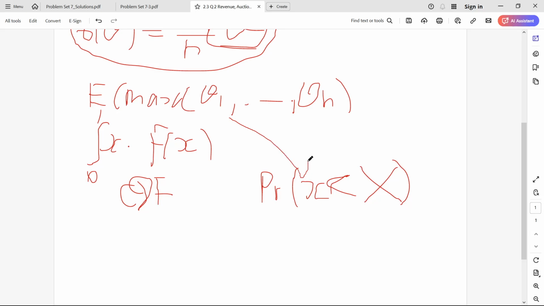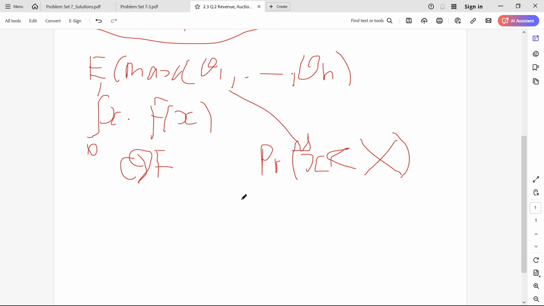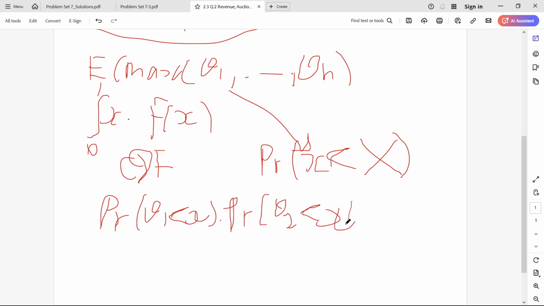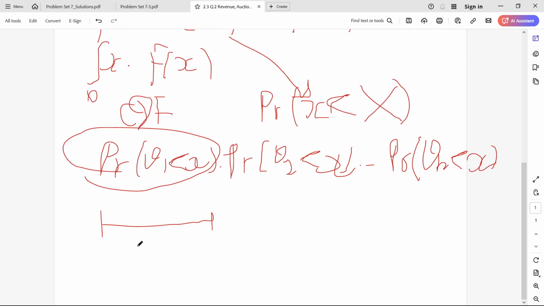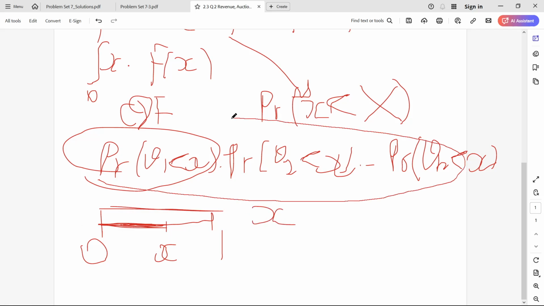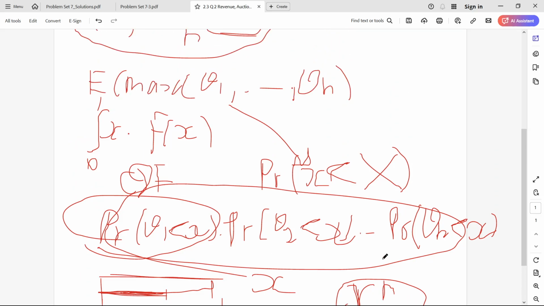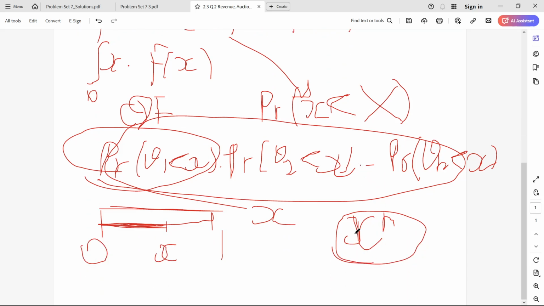And the CDF was the probability that X is less than x. So here we plug this in. We knew that this was just the probability that v1 is less than x times the probability that v2 is less than x, and so on and so forth, times the probability that vn is less than x. The probability that v1 is less than x, when v is distributed from 0 to 1, is basically the distance from 0 to x divided by the whole distance, 1, so it's just x. So this is just x to the power of n. So the CDF is x to the power of n.